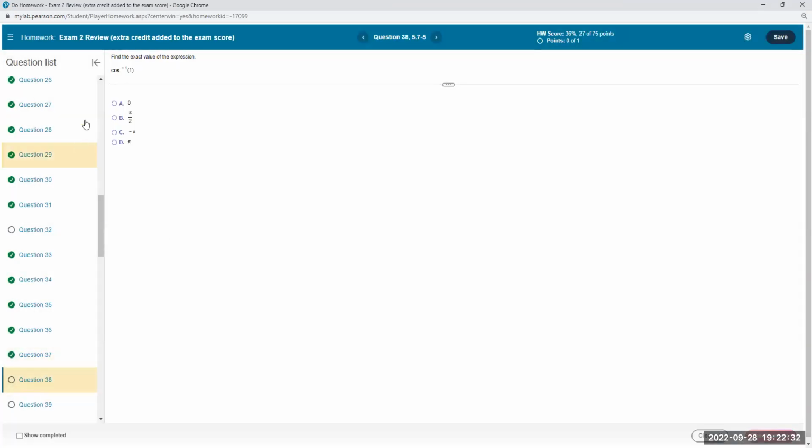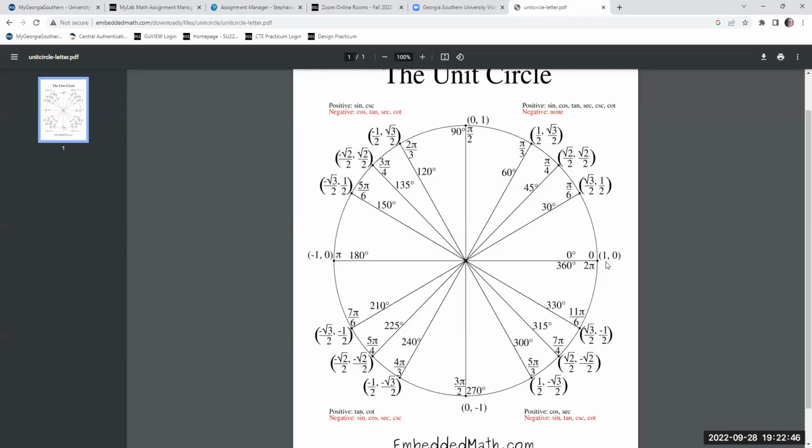Okay, we're still working with cosine inverse. Now we're looking for the x coordinate equal to 1. That is on the x-axis. If you look at the unit circle, here's x coordinate of 1. So the angle is 0 because the range is from 0 to pi. So that's your 0 angle there.